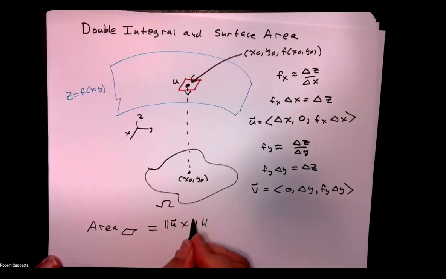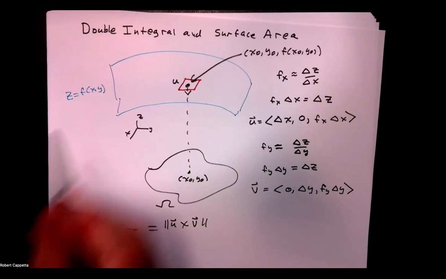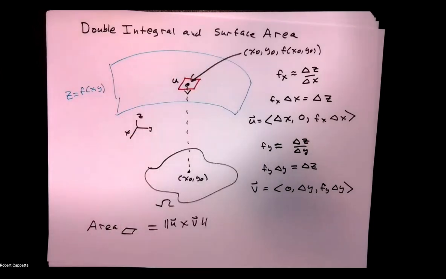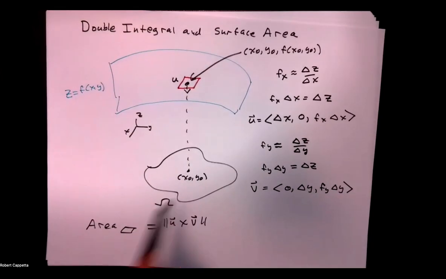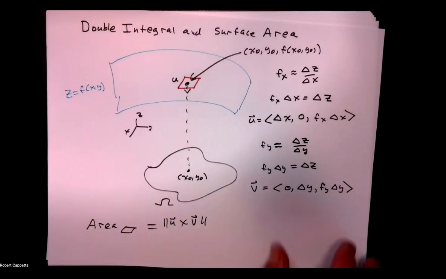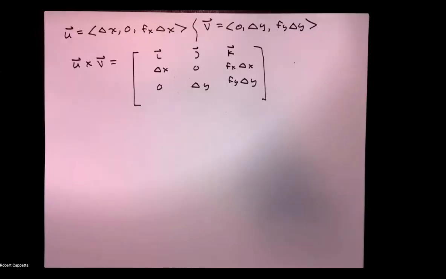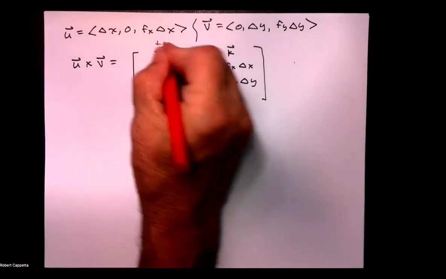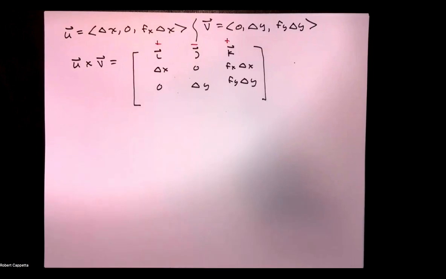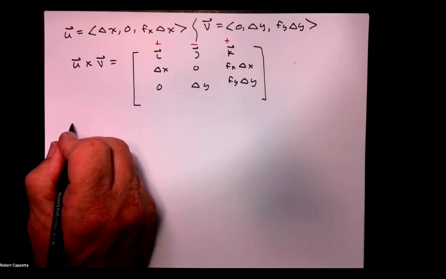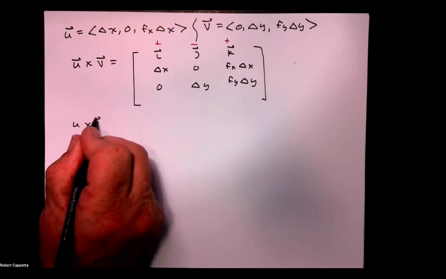of u cross v. And then what we're going to imagine is we have little parallelograms all over that region that corresponds to omega. We're going to add those together to get our answer. But let's go ahead and take a look at what u cross v is before we do a whole lot more with the geometry. So there's u and v, and there's u cross v. Remember, it goes plus, minus, plus across the top. So let's go ahead and do that cross product.